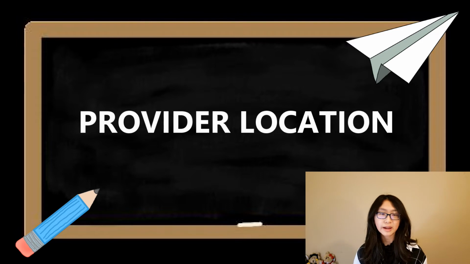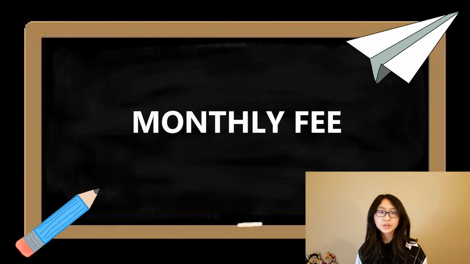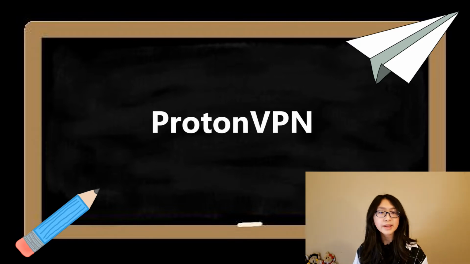Company location, like Switzerland, where the laws are more friendly for privacy. Server location, like for geo-restricted websites: does it cover that area? And then the monthly fee. In this tutorial, I will use ProtonVPN as an example. It offers high security, a no logs policy, high-speed servers, an ad blocker, and streaming service support. In the pricing plan, they offer a free plan for basic service.